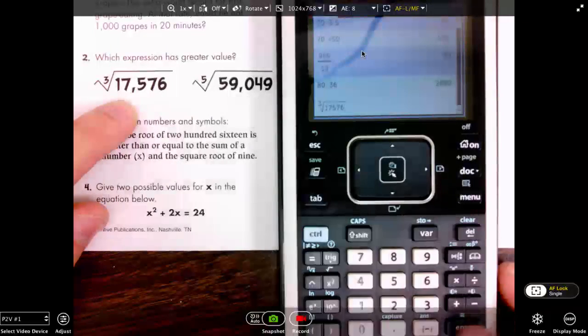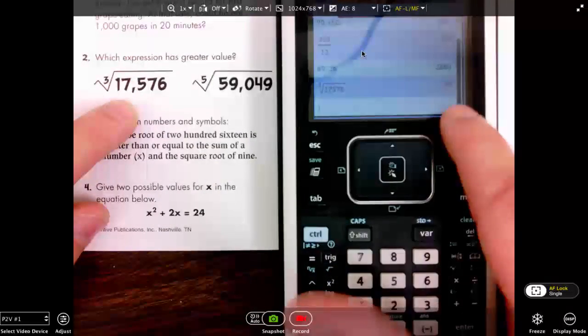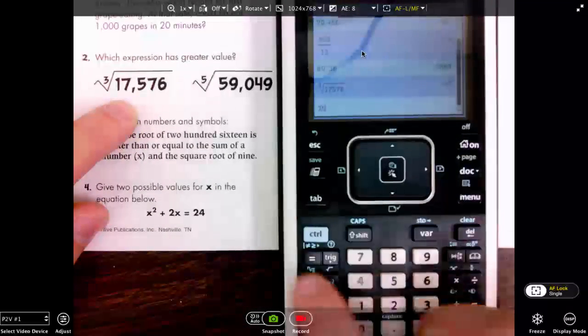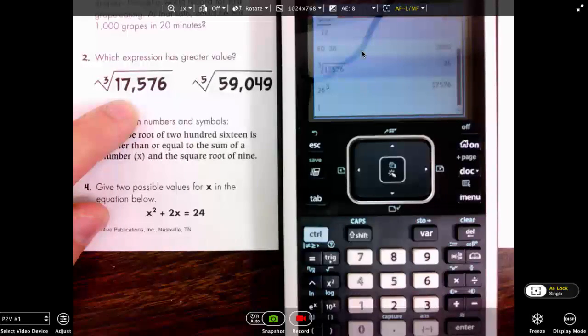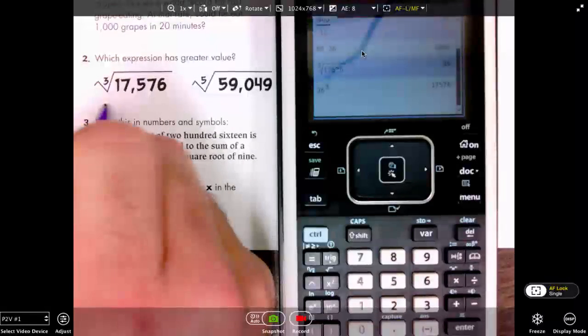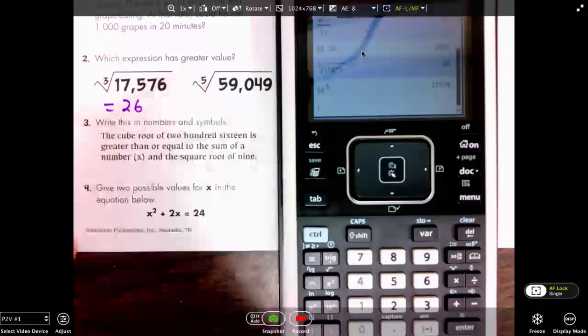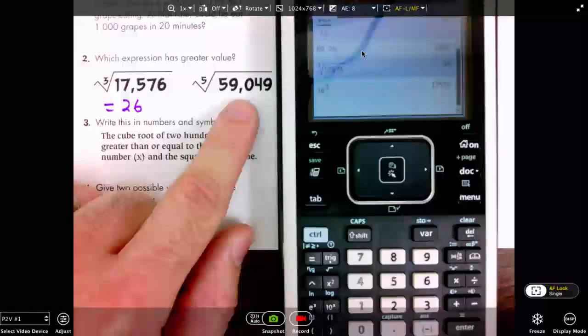17576. The third root of 17,576 is 26. What that means is 26 to the power of 3 is 17,576. So this is 26. Is the fifth root of 59,049 more or less than that?